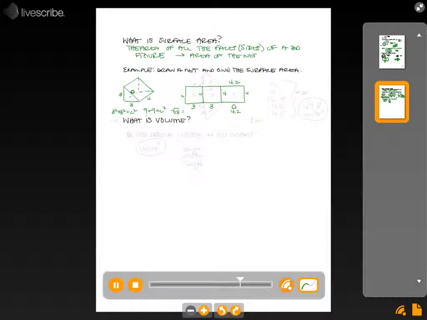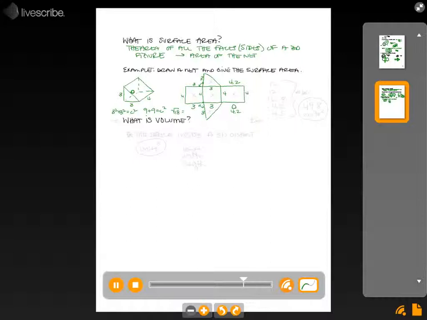Now we need to do the back and the front. So here's the back and the front. Remember, these two sides are going to get folded together, so that needs to be a 3. Same thing here. These are both 3s because they're going to get folded together. Okay, so there's the net.